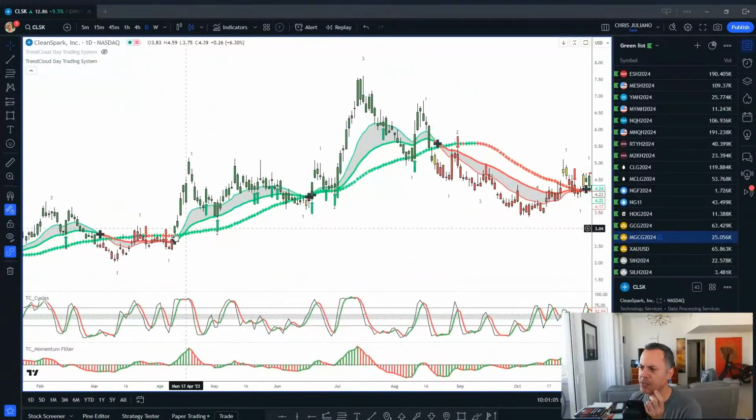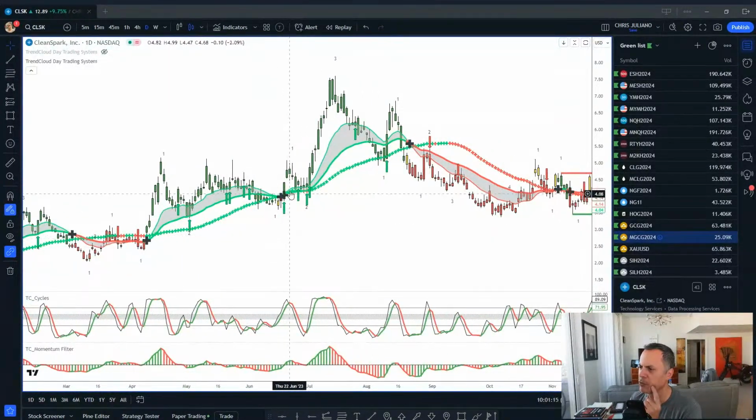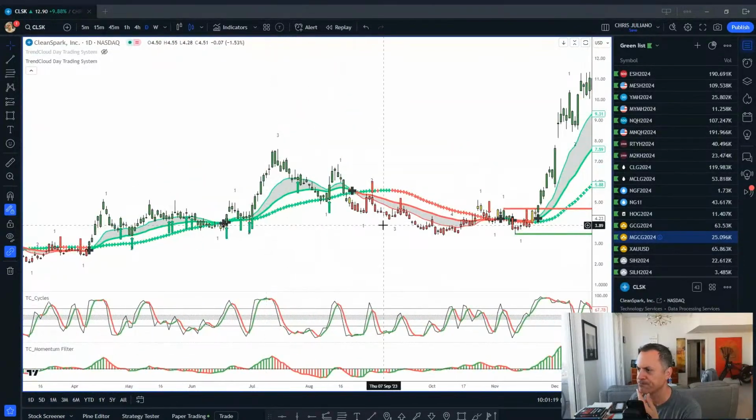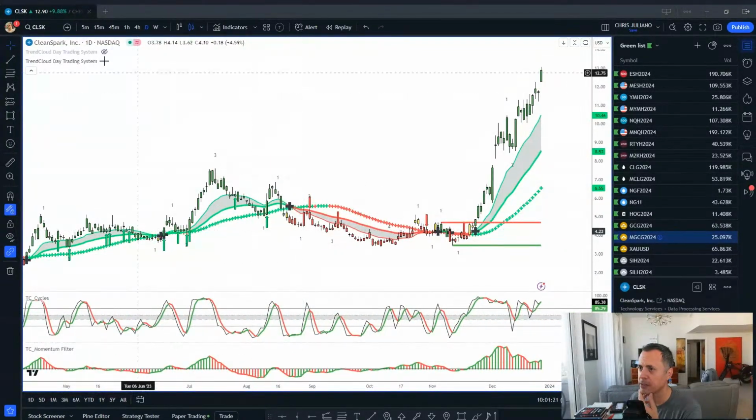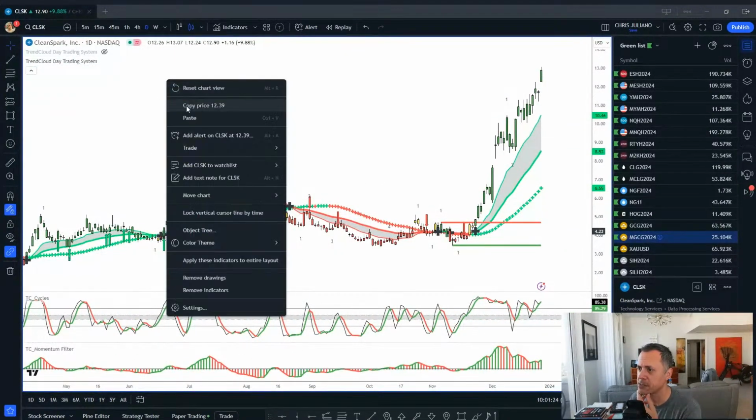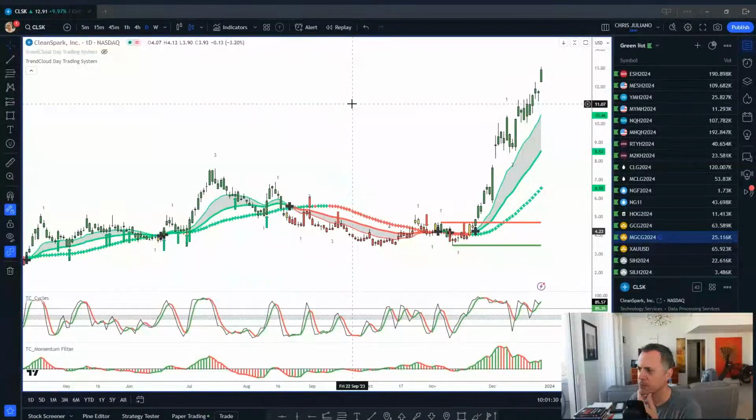Right. We want to accumulate this stock here. We've got accumulation signals here, right? Here's a crossover, accumulate, crossover, accumulate. These signals are working out very well on Clean Spark. Let's put that on the list to our stocks.